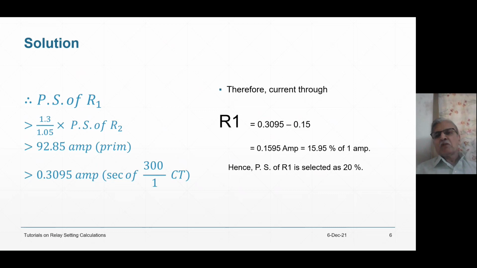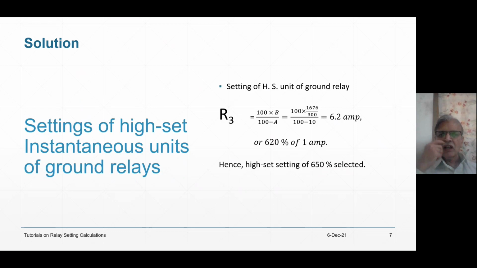You see, 15.95%, I have gone in for 20%. Had I a numerical relay, I would have gone in for 16%. That is only the facility in the relay. Principle remains the same. Philosophy remains the same. So let us go in for understanding the philosophy. Now we have to find out the setting of ISET units, right? Obviously, before going for TMS, we have to find out the setting of ISET units of ground relays. Formula is 100B by 100 minus A. What is B?